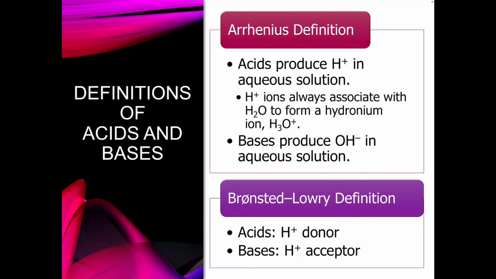Okay, so again, for the Arrhenius definition, we said acids are going to produce H+. And then we said that H+ is going to join up with a water and form hydronium ion. And we said bases produce hydroxide ion in solution. So instead of looking at what ions are floating around in solution, our Bronsted-Lowry definition says acids will donate a hydrogen, whereas bases will accept them. Our Bronsted-Lowry definition is a more general definition, helping us to better understand acid-base reactions.